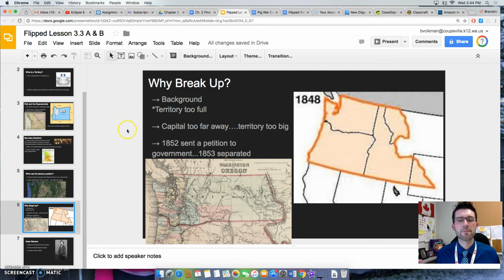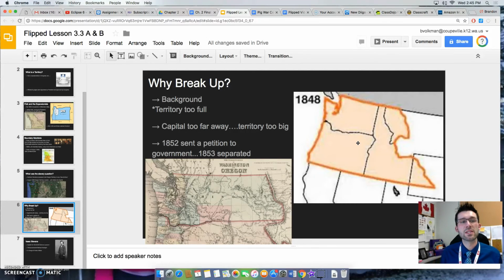Shortly after this happened, people north of the Columbia River started getting a little upset. See, many people noticed that the Willamette Valley and Oregon City were getting too full in this area, too many people. So they went north of the Columbia River. And they soon realized that the capital, which maybe was about here, was too far away from them. And the territory of Oregon itself was way too big for only one territorial governor.